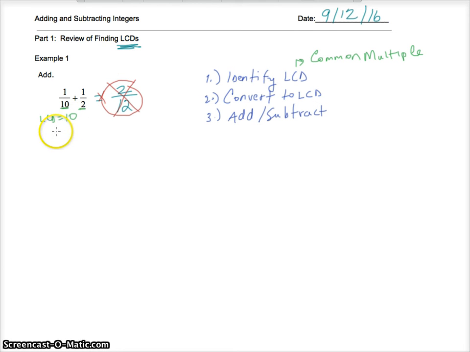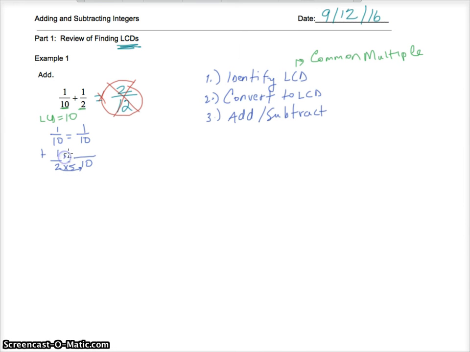Alright, so here's the easy way to do it. We're going to set this up vertically, so we'll have 1/10 equals something over 10 plus 1/2 equals something else over 10. Now, when we do this, we can figure out what we have to multiply by to get to 10. Well, 10 doesn't need to be multiplied by anything to get to 10, so that's going to be 1/10. 2 needs to be multiplied by 5 to get to 10.